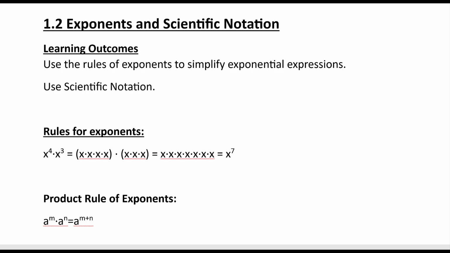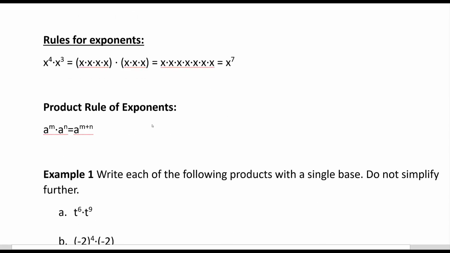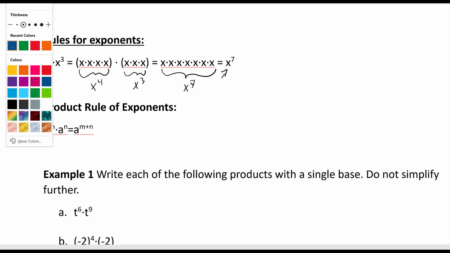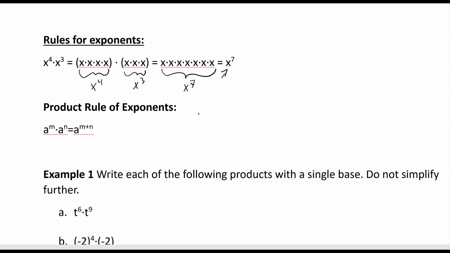So, rules for exponents. Let's just say that we have x to the fourth times x to the third. This is x to the fourth here. This is x cubed. And so you have 4 of them, you have 3 of them, that makes 7 of them. And that's why we get x to the 7. So this creates the product rule: a to the m times a to the n is a to the m plus n.